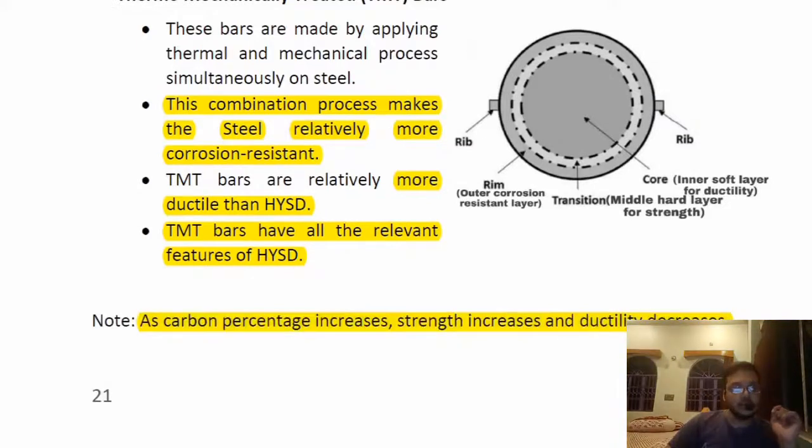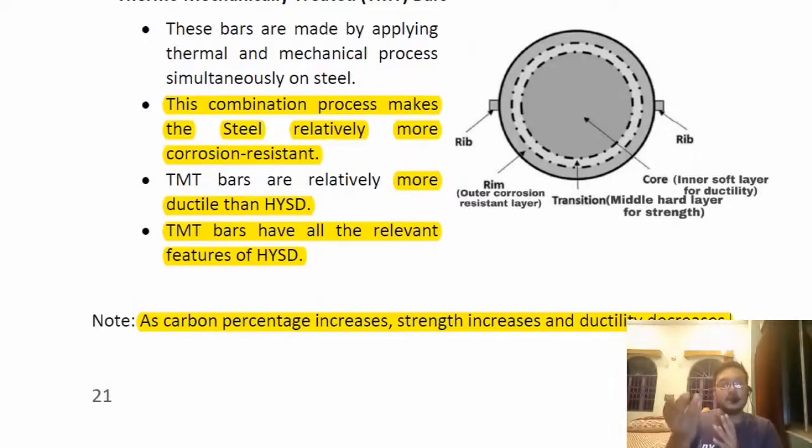Now note one thing: as carbon percentage increases, the strength increases and ductility decreases. This has been found experimentally: as the carbon content is increased, the strength also increases, but the ductility is reduced. As you know, carbon, or the materials made up of carbon, allotropes or anything you can say, are actually brittle. So an increase of carbon reduces the ductility and also increases the strength.